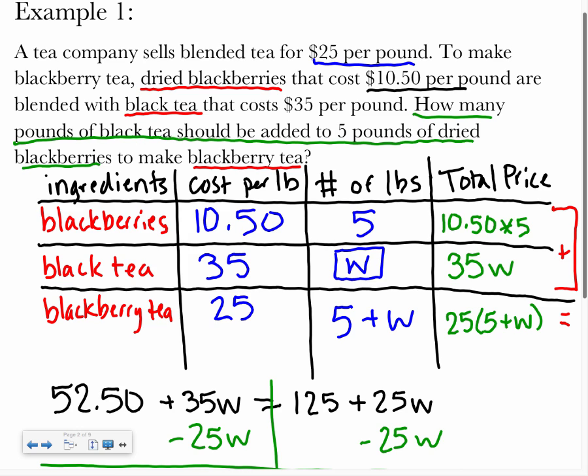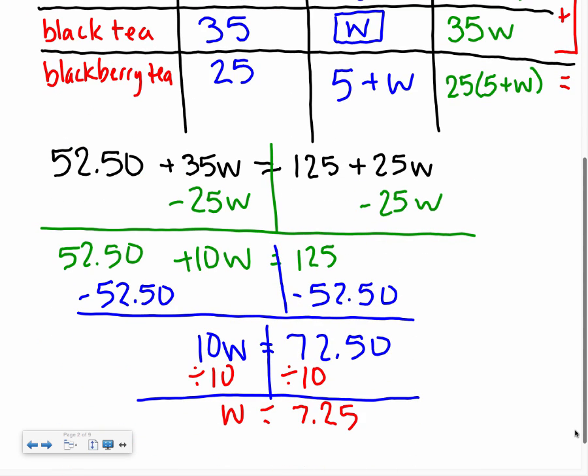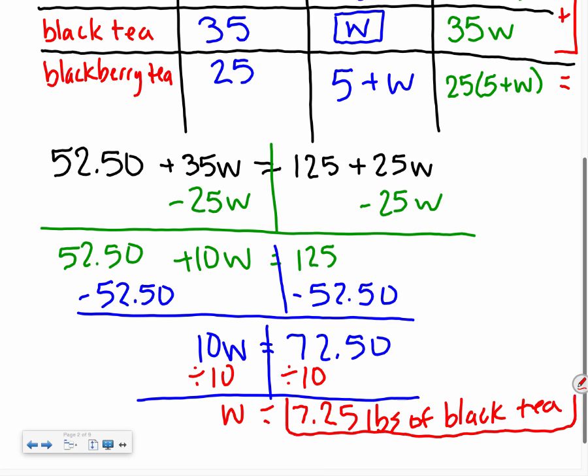W represents the number of pounds of black tea. Remember, our question was how many pounds of black tea should be added to 5 pounds of dried blackberries to make blackberry tea? The answer is 7.25 pounds of black tea. All right? And that is my final answer there.